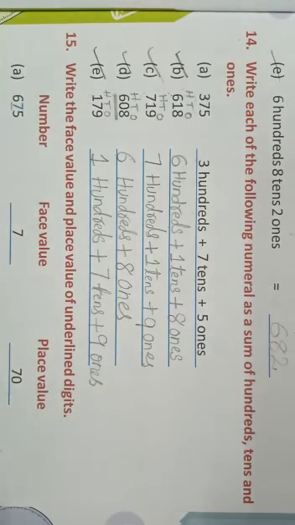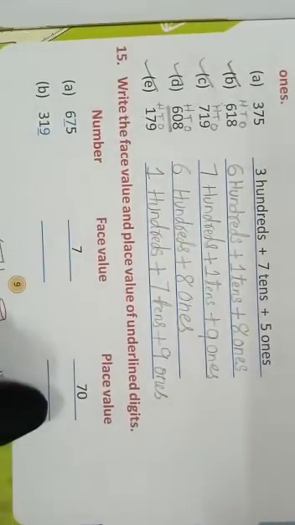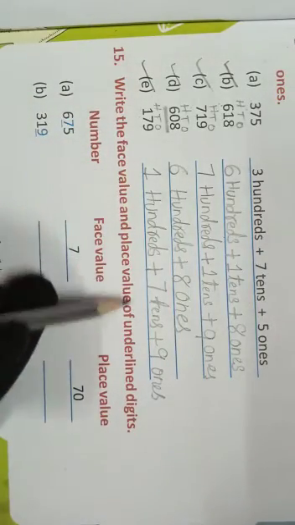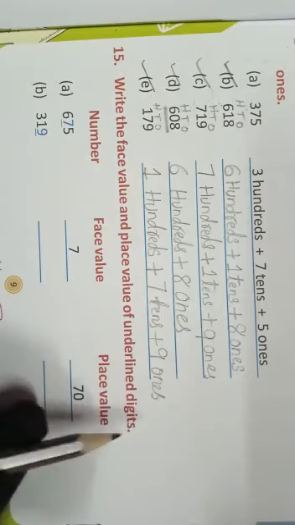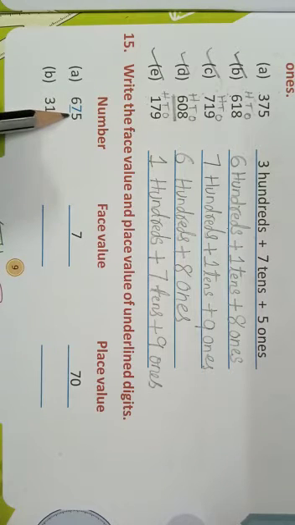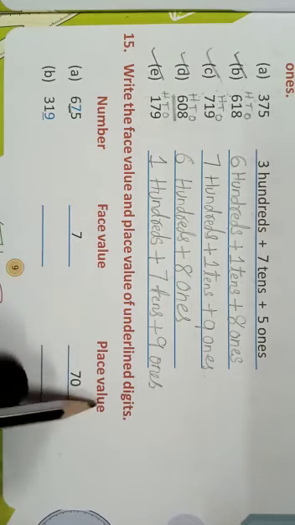Okay students, let's start our next bit, that is, write the face value and place value of the underlined digit. Now students, you have to write the place value and face value of the given numbers. Look at here students, number 675 is given, and the face value of the underlined digit is 7. The underlined digit's face value is 7 and place value is 70.